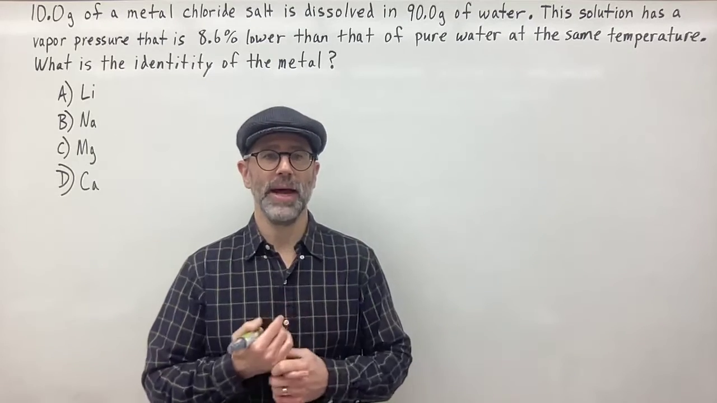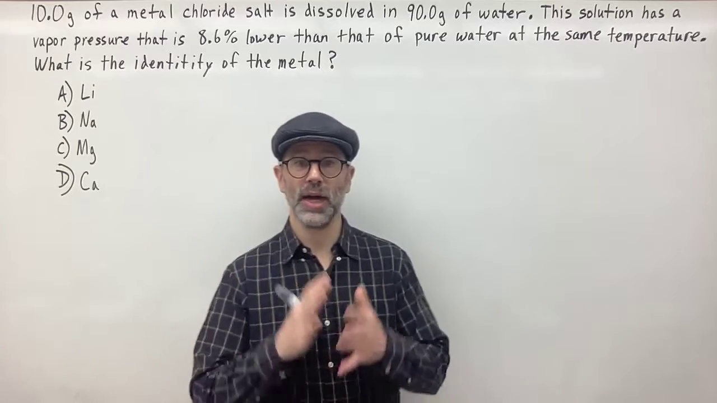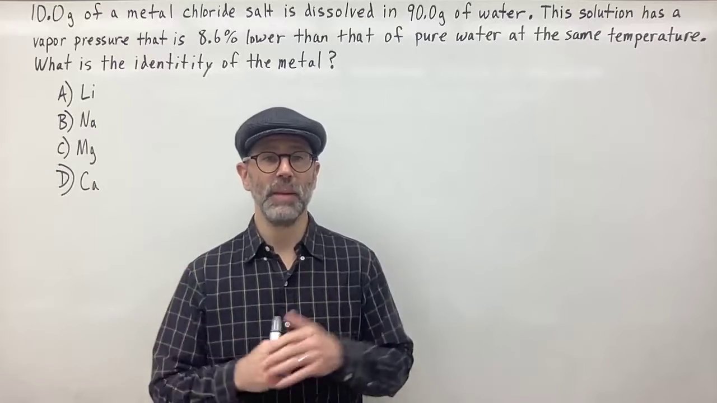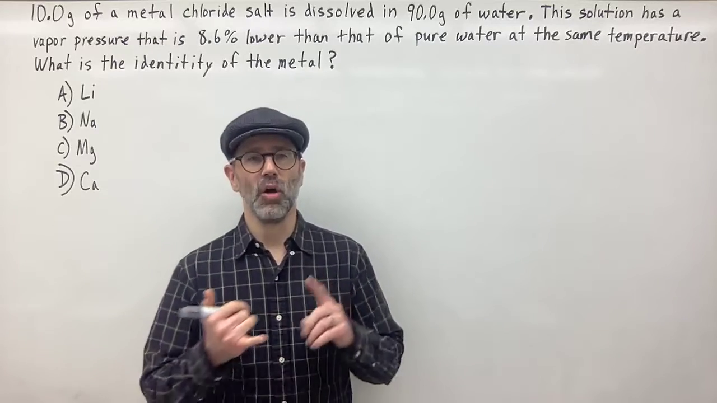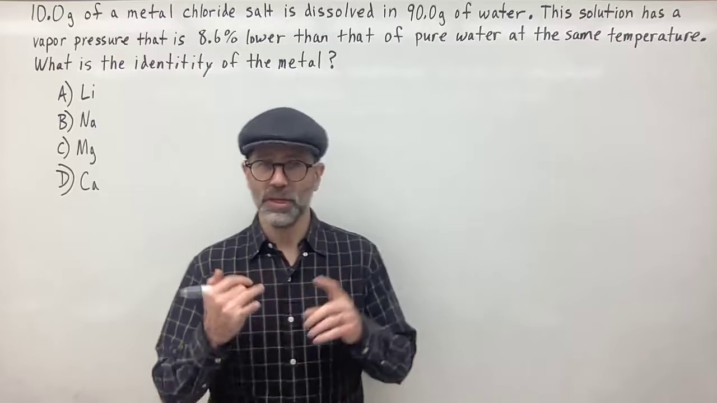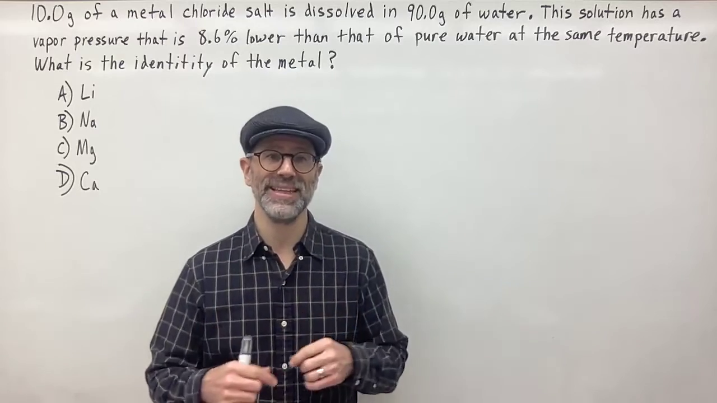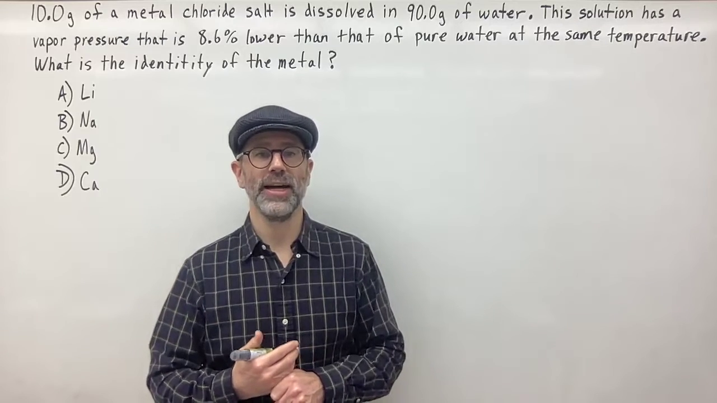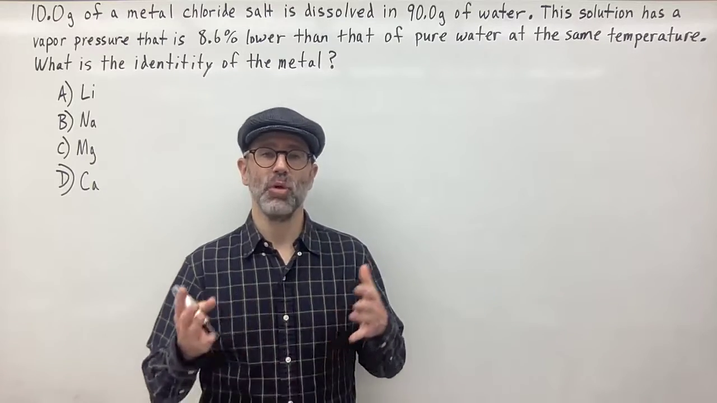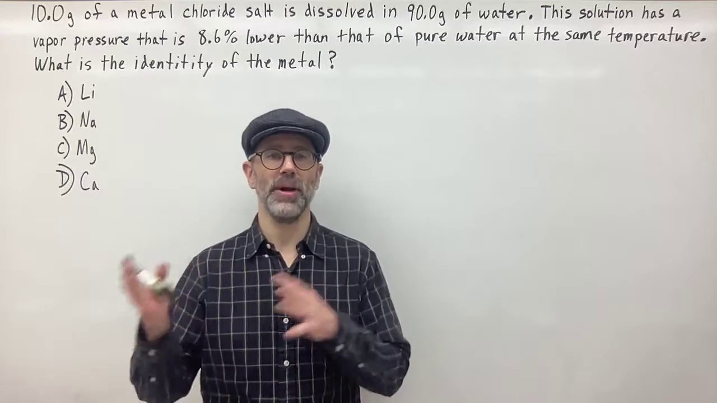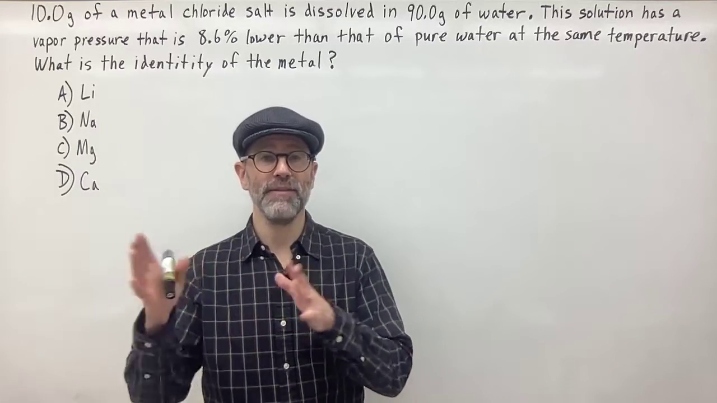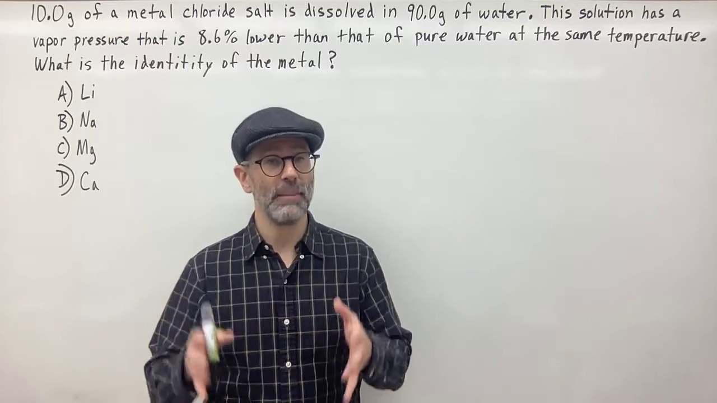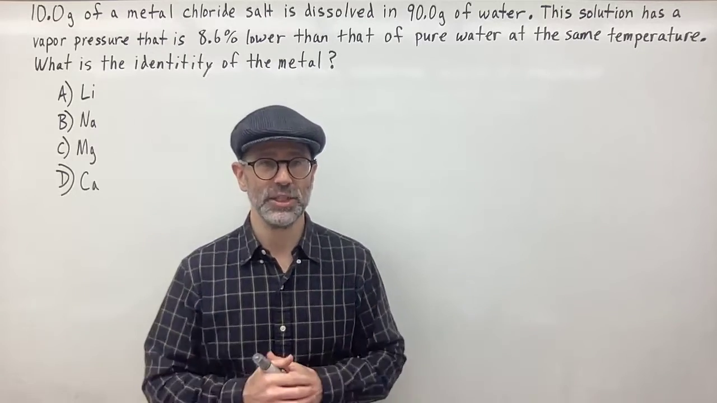So first, right off the bat, this is a Raoult's law kind of problem. So we're going to need to use Raoult's law or the vapor pressure equations. And also keep in mind that whenever they're asking you to find the identity of a metal, the way we're going to do that is finding the molar mass. Because once you find the molar mass, you can look on the periodic table and compare and find what element or metal is closest to that molar mass. So that's what we're going to need to do.